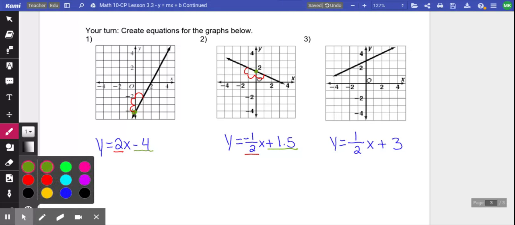And my slope is down 1 over 2, so negative 1 over 2. And the third one, my y-intercept is at 3 right there. And my slope is up 1, run 2 right there, 1 over 2.